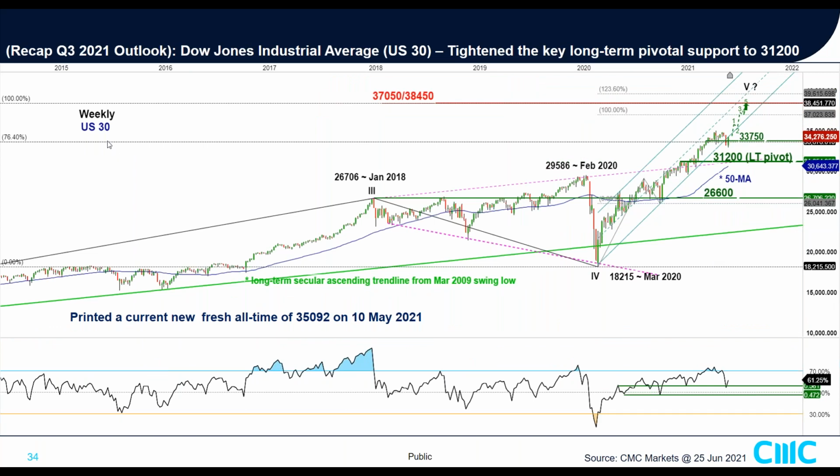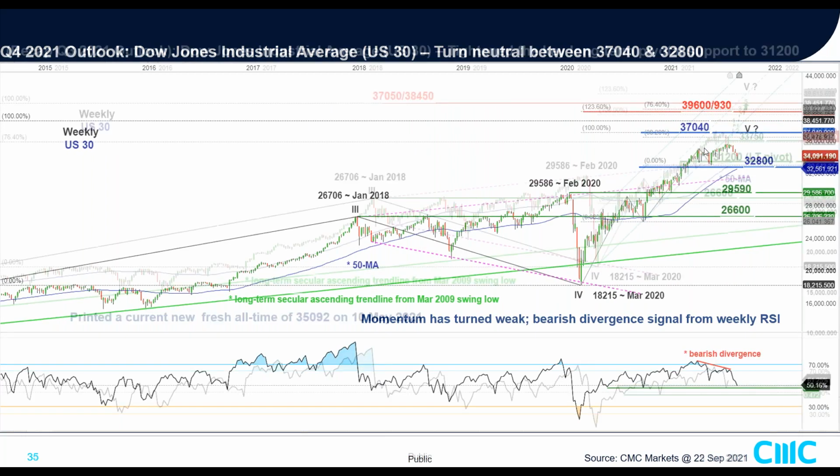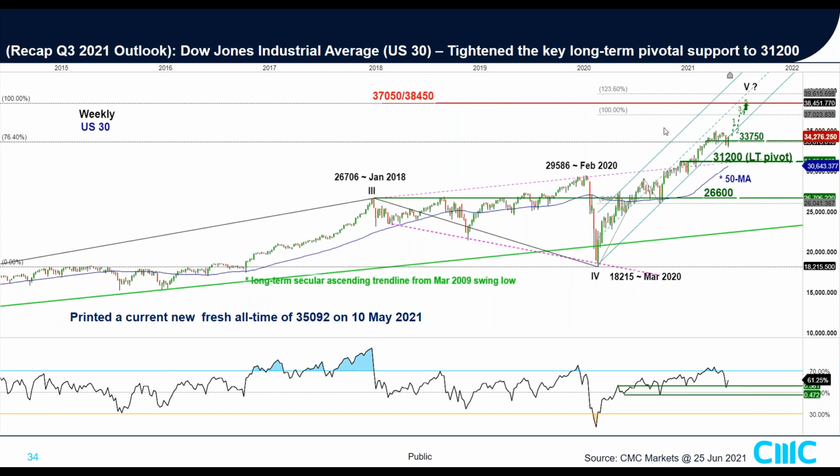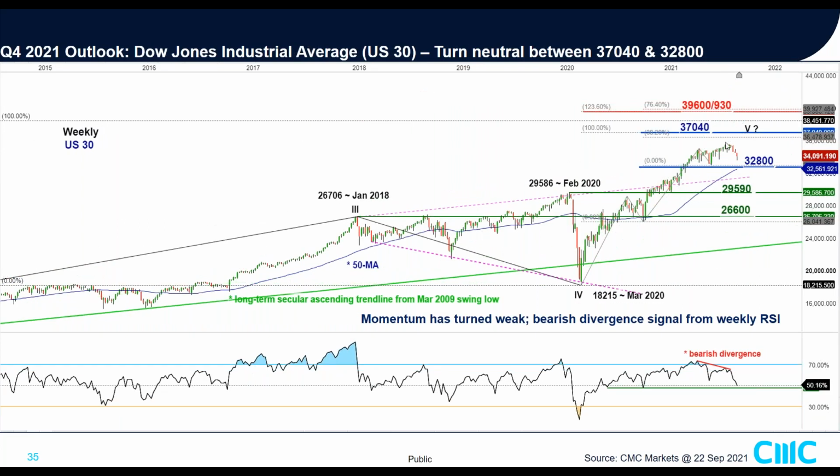Next will be the Dow Jones. In our platform, we call it US 30. At that point in time, for the Dow Jones, we had this long-term pivotal support at 31,200, so we were looking for a push up towards 37,050 to 38,450. That was the Q3 outlook. Unfortunately, it didn't hit the target of 37,050. Quite close to it, but it didn't hit.